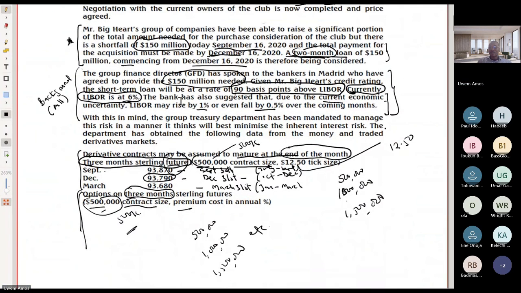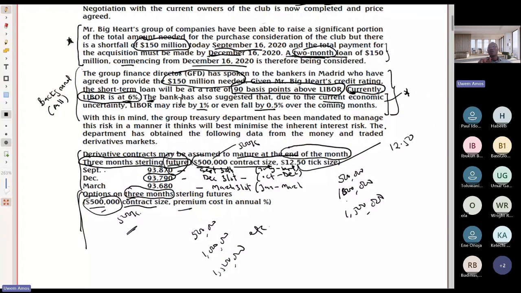Right here, it says the bank, I'm reading here. The bank has also suggested, so LIBOR is currently 6%. We already know that. Now, the bank has also suggested that due to the current economic uncertainty, LIBOR may rise by 1% or even fall by 0.5% over the coming months.